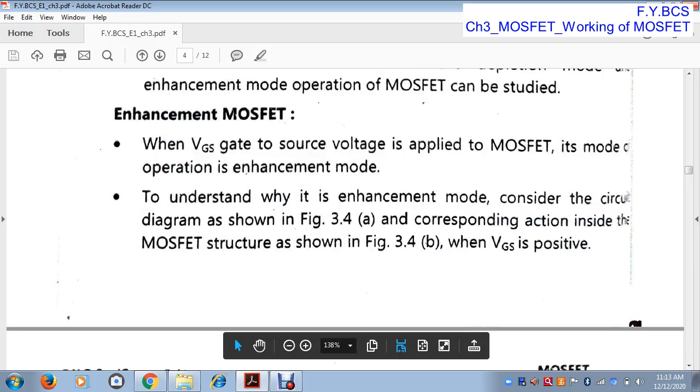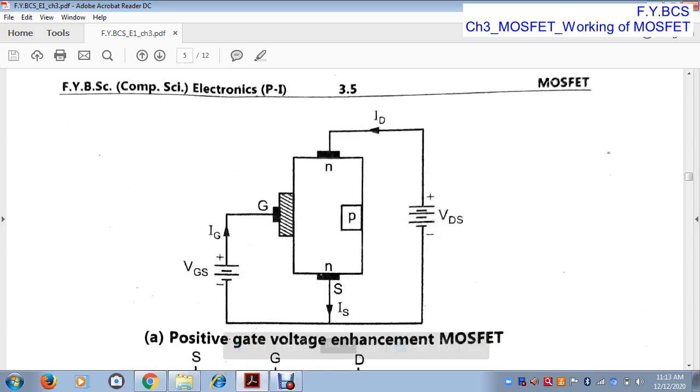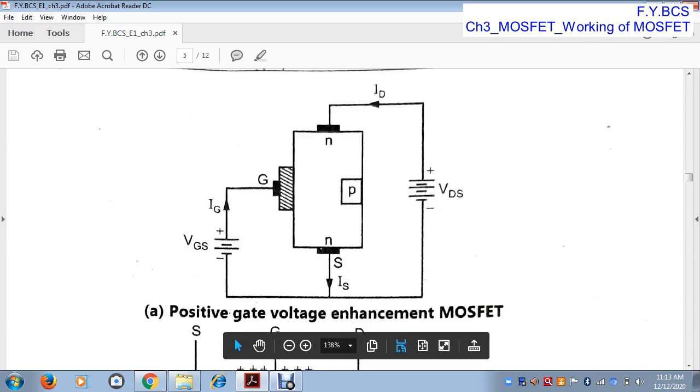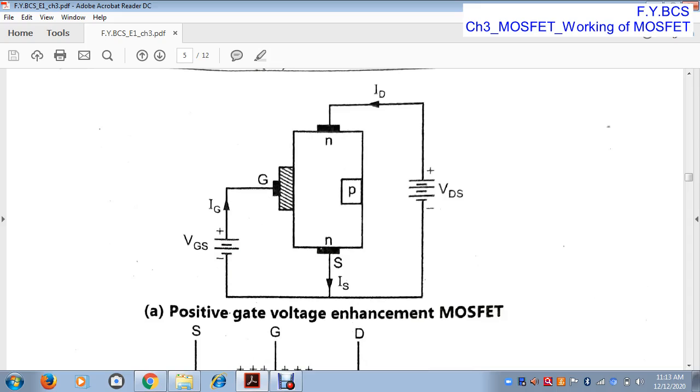To understand why it is called enhancement MOSFET, consider the circuit diagram as shown in the figure. So this is the circuit diagram of an enhancement mode MOSFET, with positive gate voltage. This is the MOSFET, this is the gate terminal, this is the drain terminal, this is the source terminal, and this is the substrate. This is the N channel MOSFET. Why is it N channel? Because the source and drain terminals are N type semiconductor, that means the channel is N. Therefore it is called an N channel MOSFET.